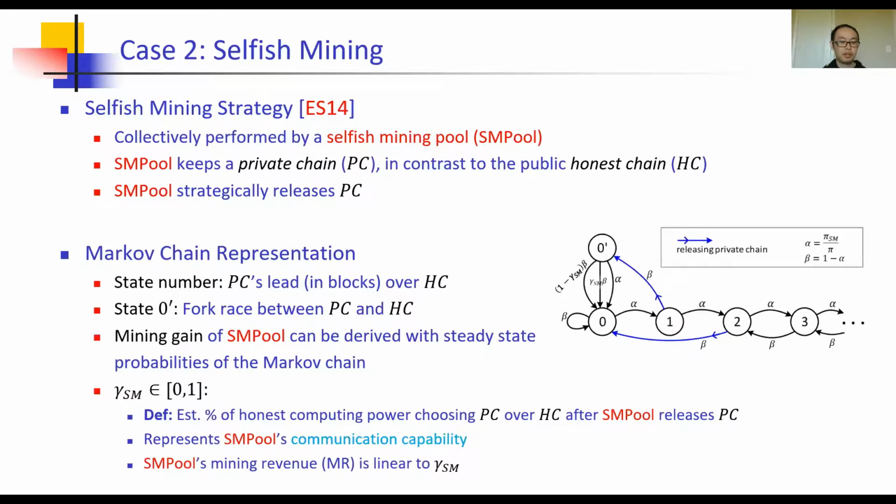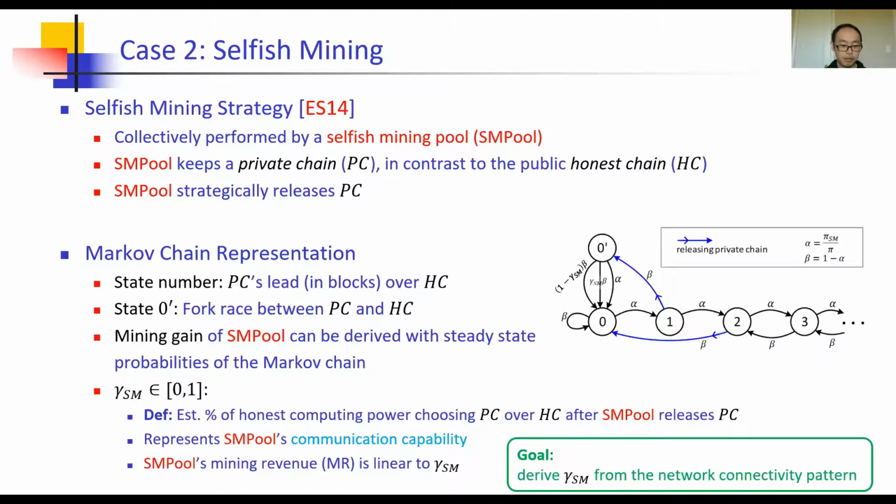More specifically, the strategy can be modeled as a continuous time Markov chain with state number representing the private chain's lead over the honest chain. The mining gain of the selfish mining pool can be conveniently derived from the steady state probabilities of the Markov chain. Communication capability of the selfish mining pool, or gamma SM, means the estimated ratio of honest computing power that will choose the selfish mining pool's private chain over the honest chain during the fork race. It has been shown that the selfish mining pool's revenue is linear to gamma SM. So here our goal is to derive gamma SM from the network connectivity patterns.